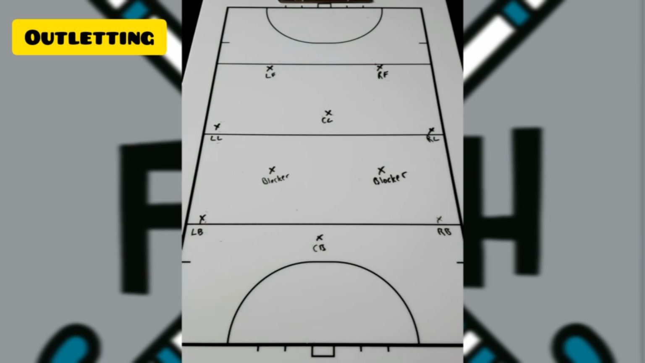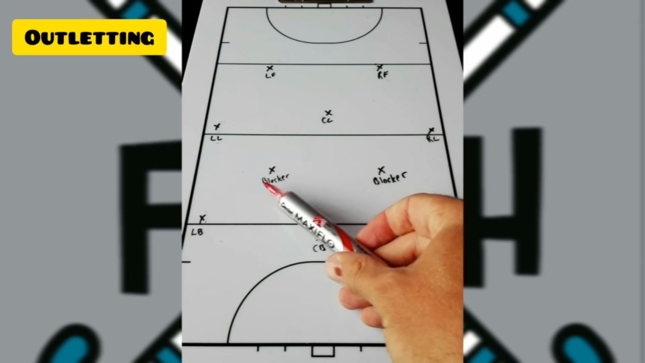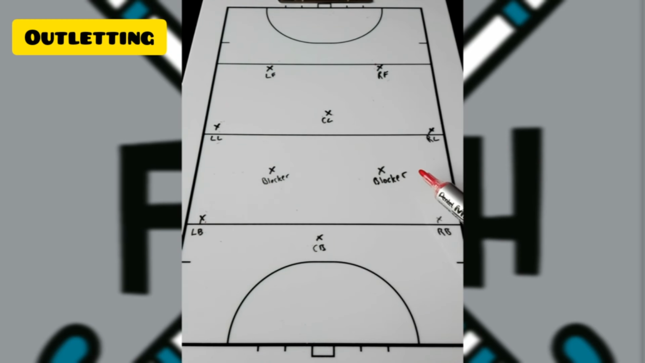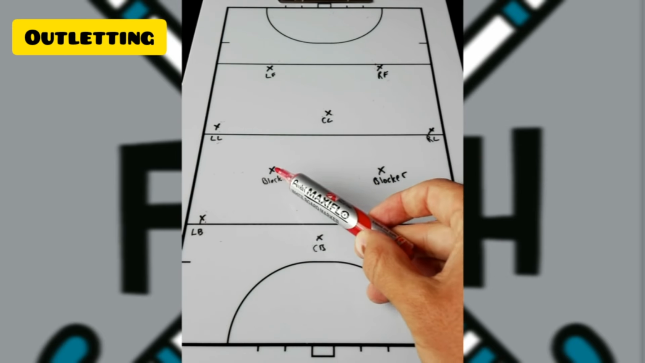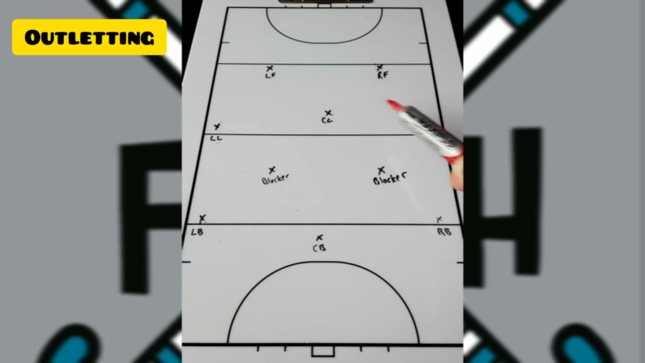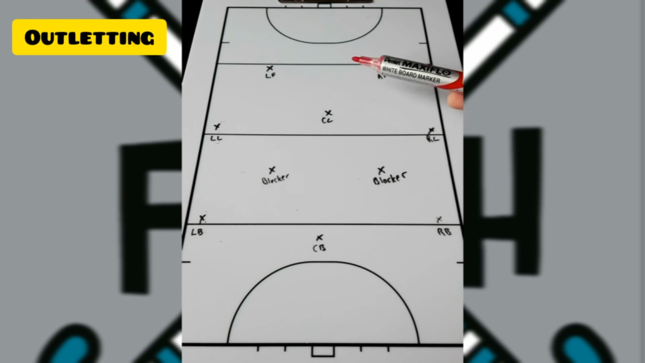Okay, for the next outletting option, we will be using the blockers. If you can use the blockers efficiently, you will damage the opposition team. The reason why is because your blockers will be set up in between their forward line and their midfield. So they will have this open space, and if they can use this open space, they can damage teams going forward.